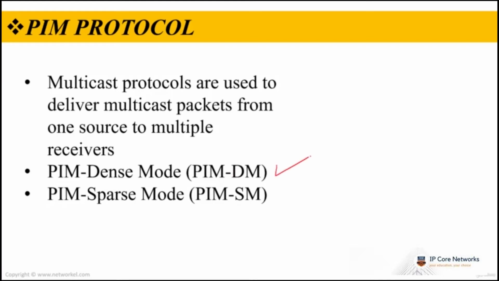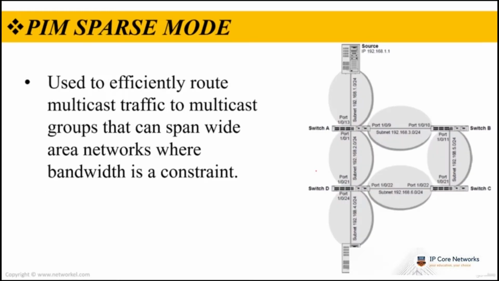Let's start with PIM Sparse Mode. PIM Sparse Mode is used to efficiently route multicast traffic to multicast groups that can span wide area networks where bandwidth is a constraint. PIM Sparse Mode uses shared trees by default and implements source-based trees for efficiency. It assumes that no hosts want the multicast traffic unless they specifically ask for it.